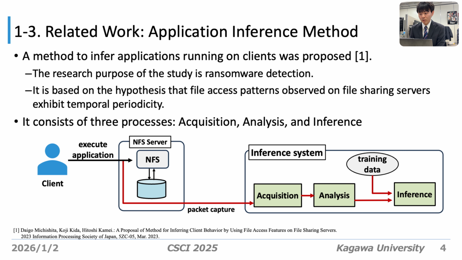To address this issue of not knowing applications, an application inference method was proposed in a previous study. Its purpose is ransomware detection. This method can infer multiple applications running on clients. It is based on the hypothesis that file access patterns observed on file sharing servers exhibit temporal periodicity. As you can see in the bottom figure, the system consists of three processes: acquisition, analysis, and inference. By analyzing packet captures, it can identify the running application. The next slide describes the challenges.